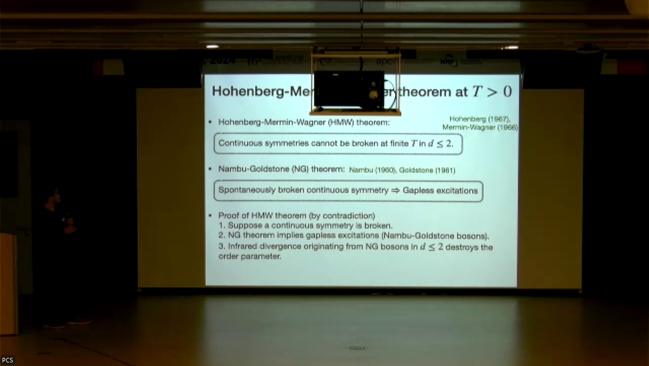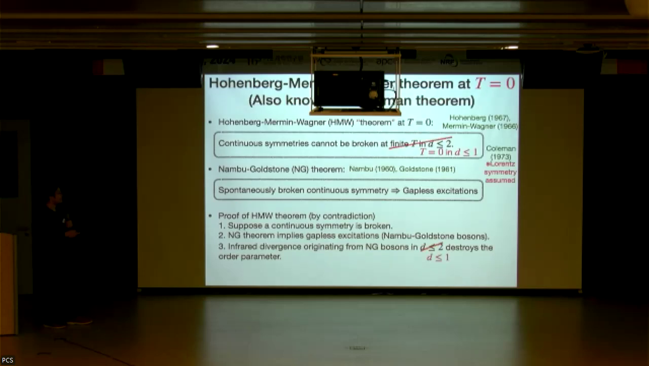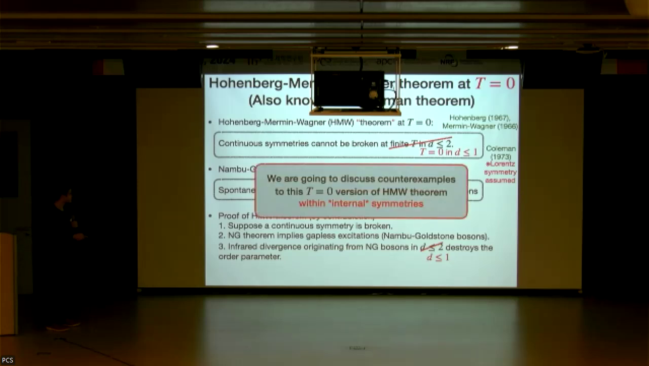And this finite temperature version can be extended to the zero temperature version. And the statement is modified like this. Continuous symmetries cannot be broken at zero temperature in dimension equal to or smaller than 1. And this theorem is also known as the Coleman theorem because he gave a field theoretic proof assuming Lorentz symmetry. Okay? And the proof is almost the same, except the statement is just modified by 1. But we are going to discuss counterexamples to this T equals 0 version within the internal symmetries.